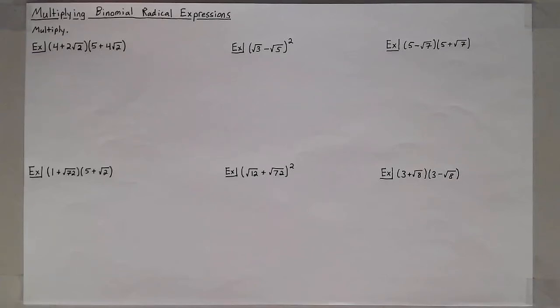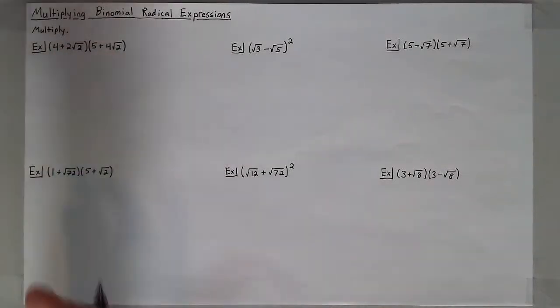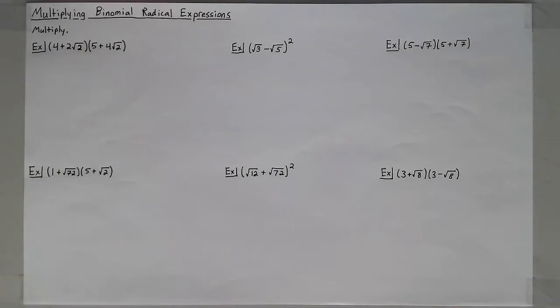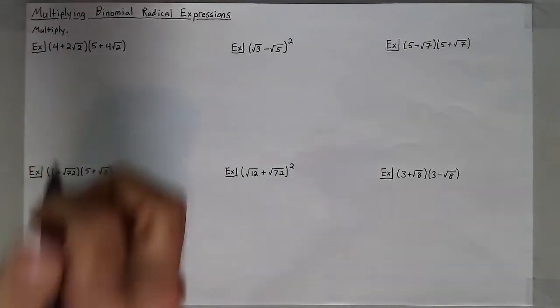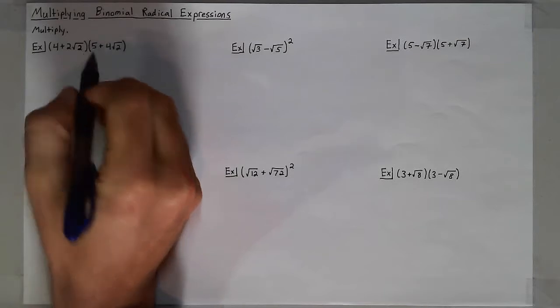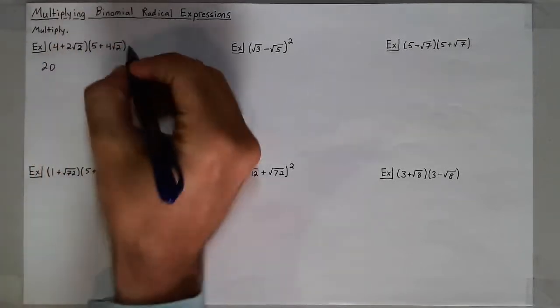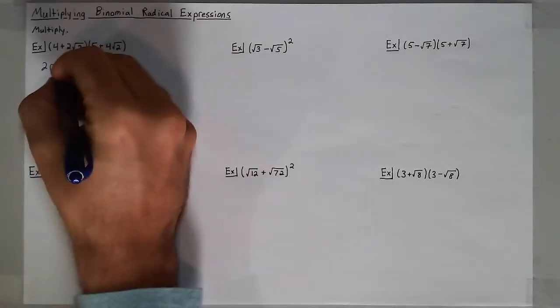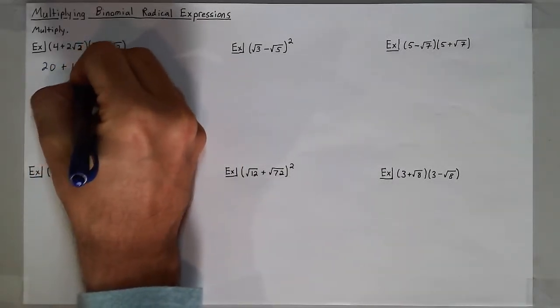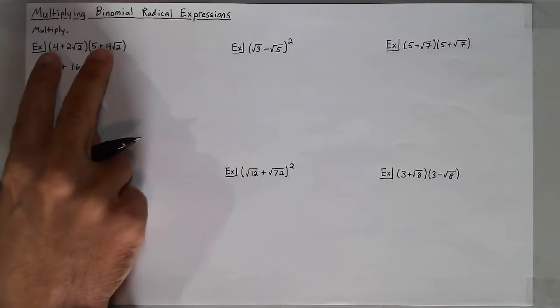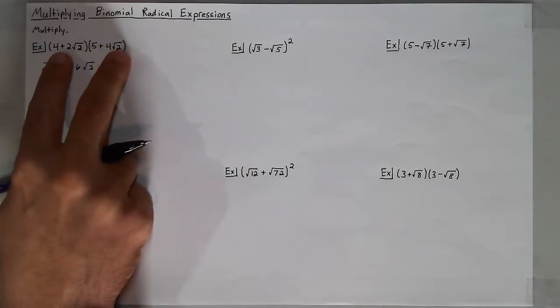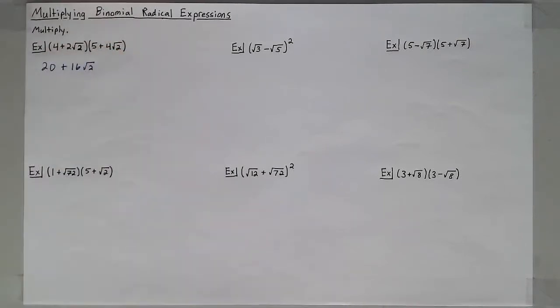In this video, we're going to learn how to multiply binomial radical expressions. Now, when you have two binomials being multiplied, you can approach it very similar to the FOIL method. So we'll first multiply our first term, so 4 times 5, which is 20. 4 times 4 square roots of 2, which should be 16 square roots of 2. You'll multiply what's outside the radicals to each other, and just keep what's inside the radicals multiplied to each other.